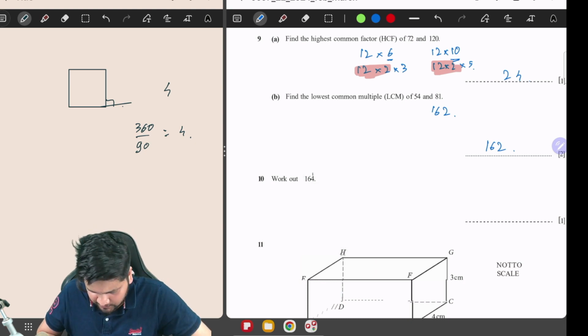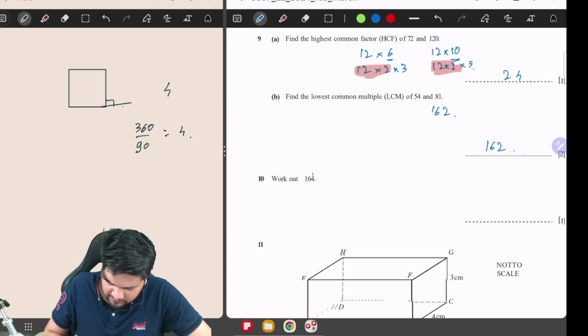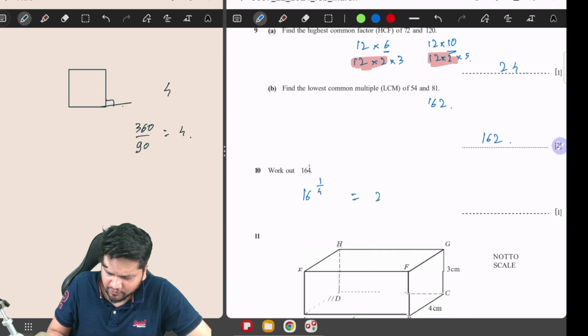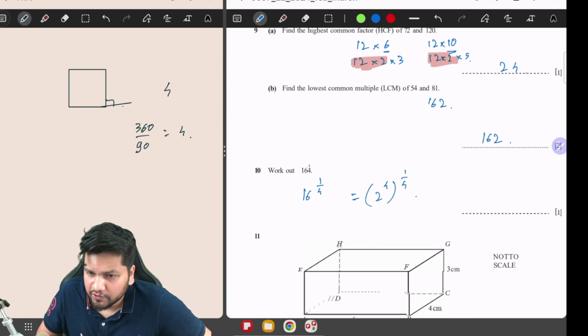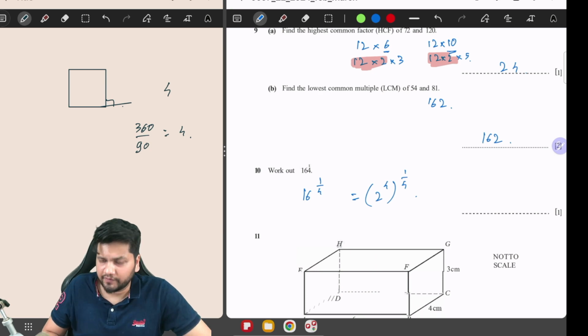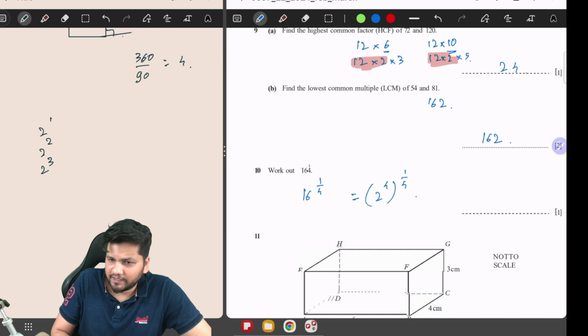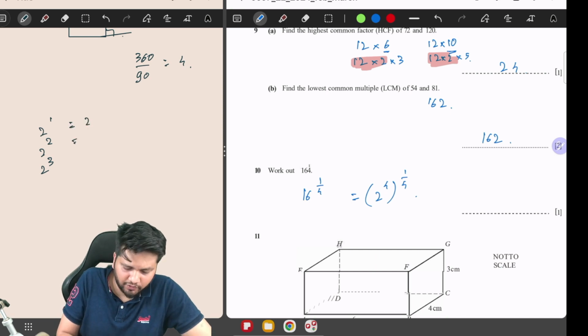Once again, 16 to the power of 1 by 4, I believe. Of course, it could be a one marker question. Obviously, it's indices, so 2 to the power of 4, to the power of 1 by 4. For this also, I recommend that you should know 2 to the power of 1 to 2 to the power of 10. Generally, I say 2 to the power of 1, 2 to the power of 2, 2 to the power of 3. It is very easy to remember because it's like 2, 4, 8, then 16, then 32.